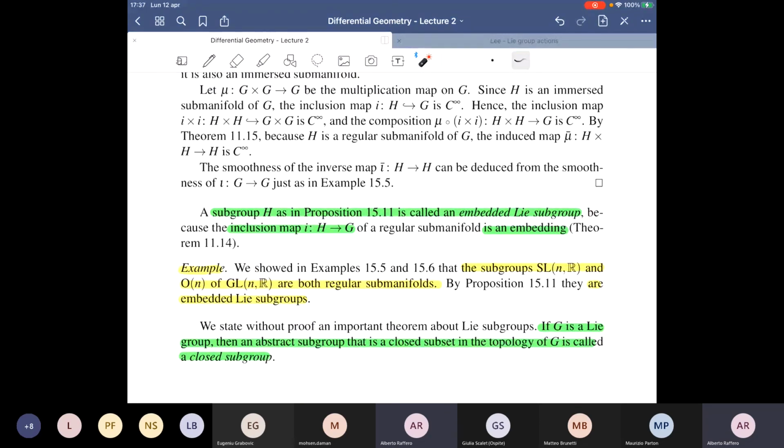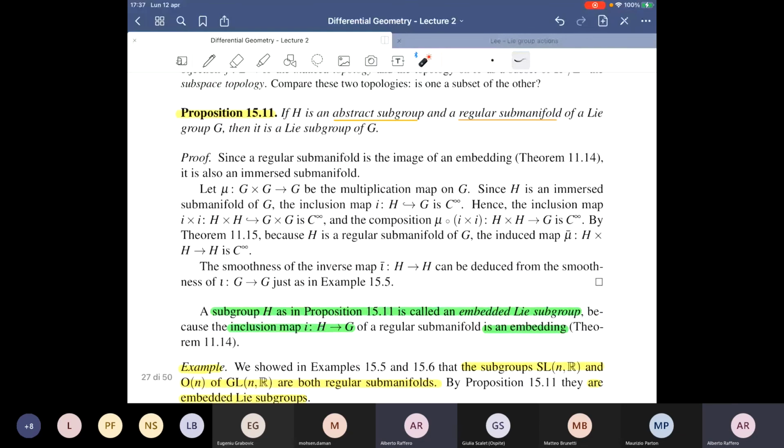By definition, a subgroup as in this proposition, which is both an abstract subgroup and a regular submanifold, is what is called an embedded Lie subgroup. So it is not only immersed. It is a stronger condition than the definition of Lie subgroup. And we shall see later why a Lie subgroup is defined only as an immersed submanifold and not as an embedded submanifold.